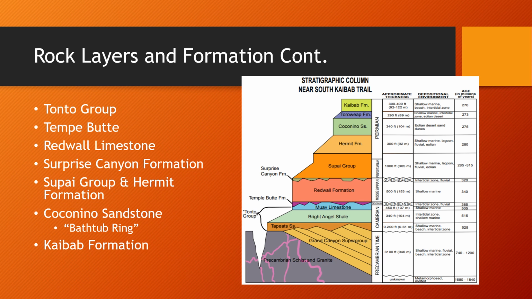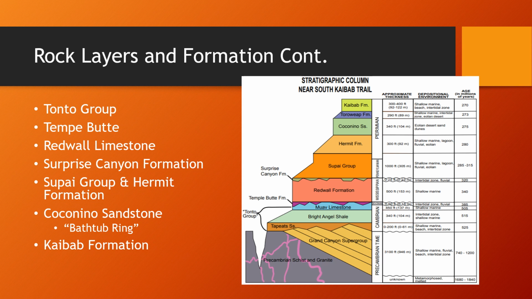About 315 to 280 million years ago, the Supai Group and Hermit Formation were formed by the sea, and for the first time, by a new creator, the wind. Next is the Coconino sandstone layer, which formed 275 million years ago. During this time, the area was a desert and it frequently had sandstorms and created sand dunes. This layer is known as the bathtub ring because of its wide, distinctive tan-colored ring around the canyon.